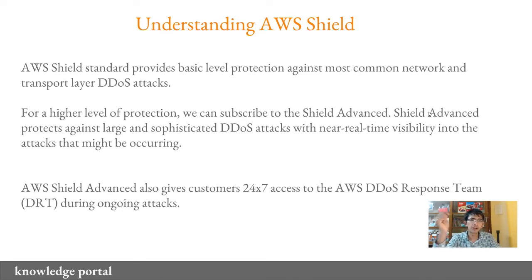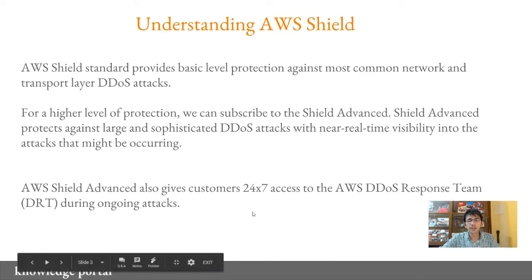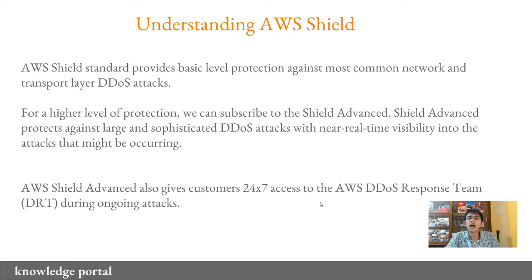One good thing about Shield is that it provides near real-time visibility into attacks that are occurring or that might be occurring within the organization. Along with that, AWS Shield Advanced gives customers 24/7 access to the AWS DDoS Response Team, also referred to as DRT, during an ongoing attack. So let's assume that your organization is already facing a massive DDoS attack. What you can do is contact the AWS DRT, which will help you with the measures that can be taken to protect against those attacks.